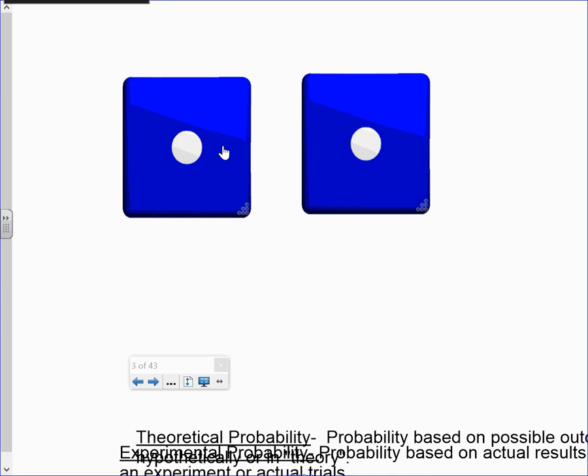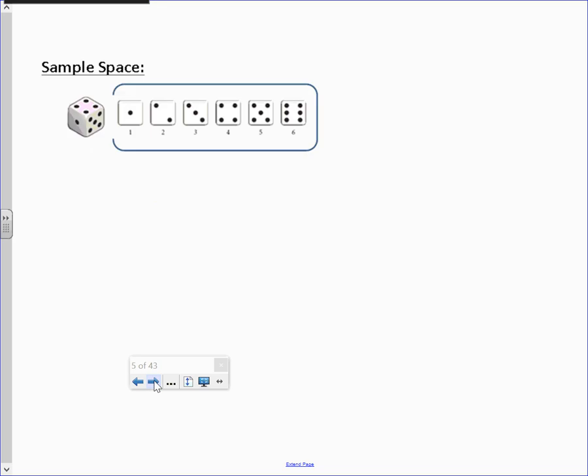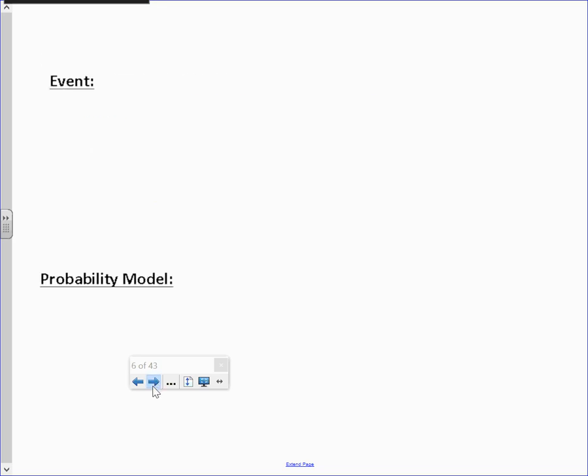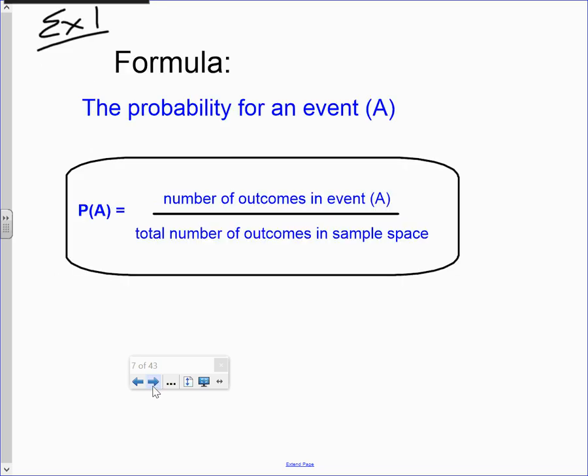So now let's get into the formula of probability. We'll get into sample space later. Go to write formula. The probability for an event, A, let's call the event A. A can mean any event.